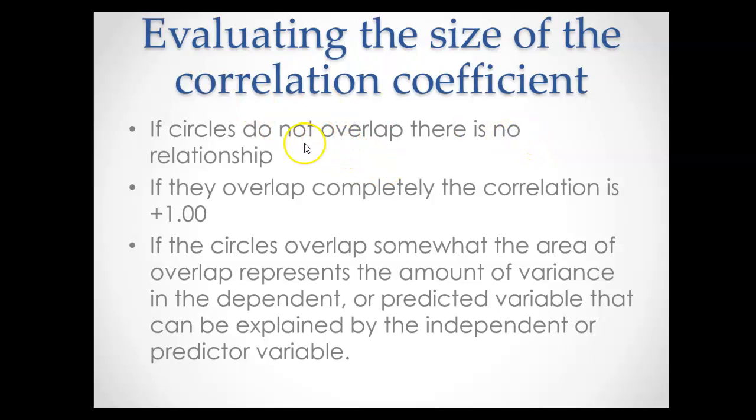So if we did use circles such as this, if circles do not overlap, there's no relationship. If they were completely overlapped, they would have a perfect relationship and the correlation would be 1.0. If the circles overlap somewhat, the area of the overlap represents the amount of variance in the dependent variable or predicted variable that can be explained by the independent or predictor variable.